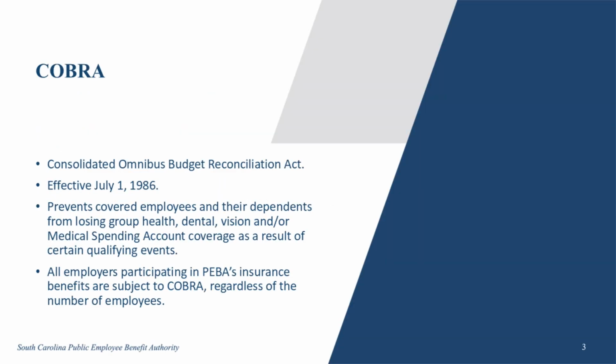COBRA stands for the Consolidated Omnibus Budget Reconciliation Act. It addresses covered employees and their dependents, who are known as qualified beneficiaries. The Act protects qualified beneficiaries from losing health coverage due to certain qualifying events. This includes group health, dental, vision, and/or medical spending account coverage. It's important to note that all employers who participate in PEBA's insurance benefits are subject to COBRA rules. There is no exception based on number of employees.